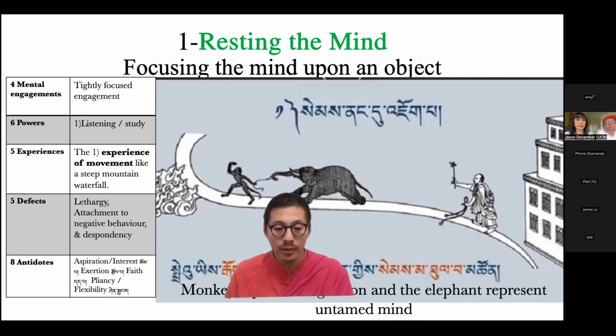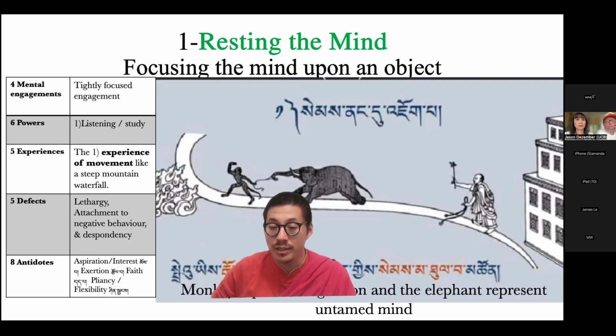Then when you engage in this practice, you go through five different experiences. The first, when we engage in this meditation practice of resting the mind, is the experience of movement. The experience of movement is like a steep mountain waterfall. You saw the waterfall behind the temple where the monk was meditating, right? That means your mind is not stable. Your mind is constantly moving.